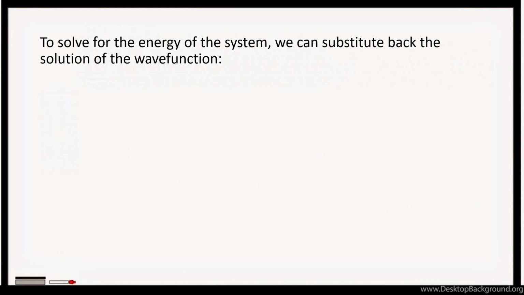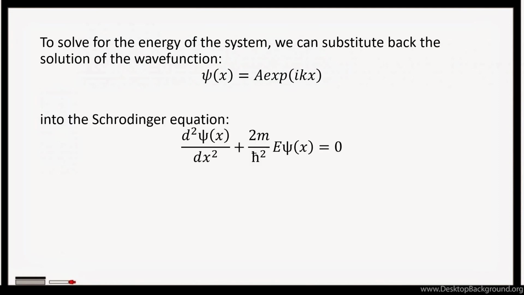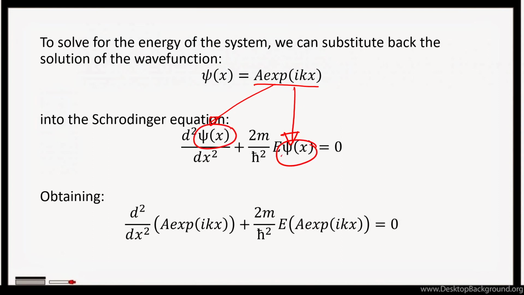So to solve for the energy of the system, we can substitute back the solution of the wave function, which is equal to A exponential I kx. So the wave function of x is equal to A exponential I kx into our first time-independent one-dimension Schrodinger equation. This one. So A exponential I kx will go into yung wave function of x here. Dito siya pupunta. Substituting, we get ito.